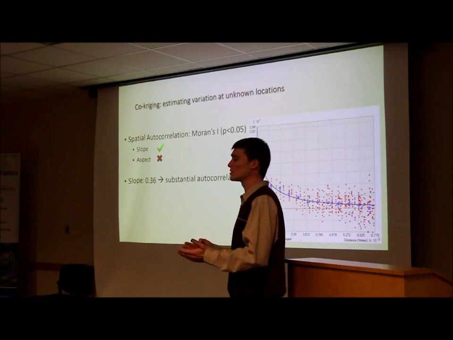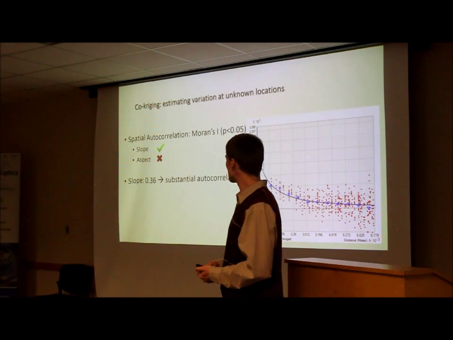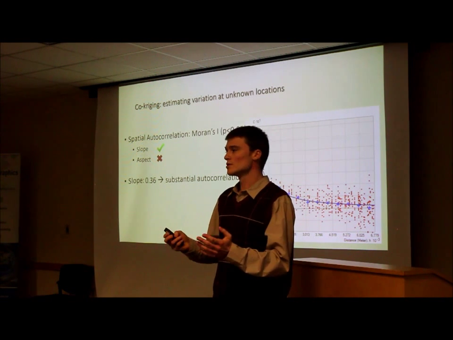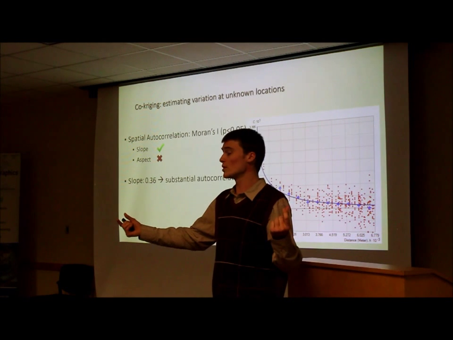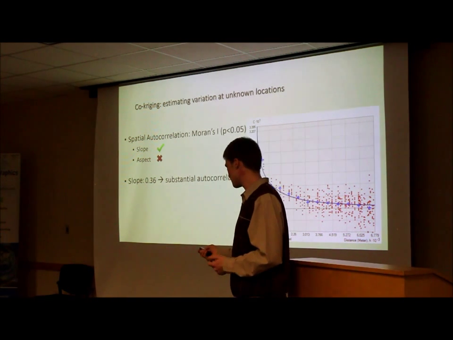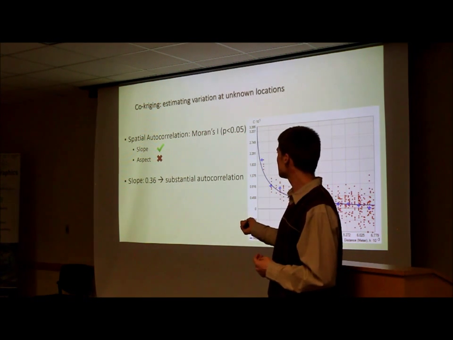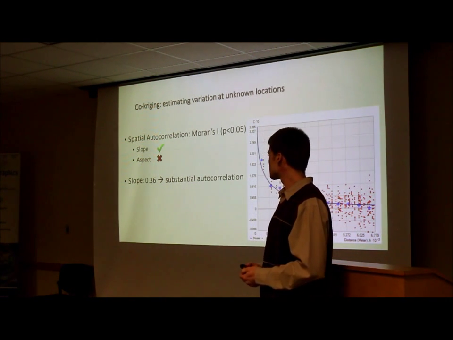After logistic regression, we ran our Co-Kriging analysis. Co-Kriging is great. It's based off of Tobler's first law of geography: points that are near to each other will be more similar than points that are far apart. Before we can run Co-Kriging, we have to test for spatial autocorrelation, and we do that using Moran's I, one of the spatial statistical tools in GIS.